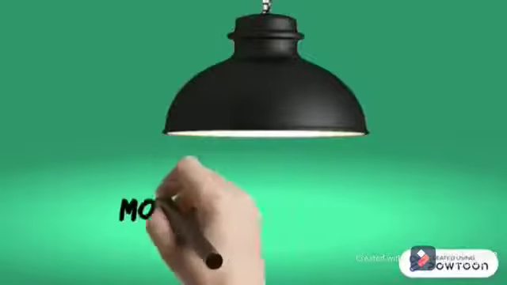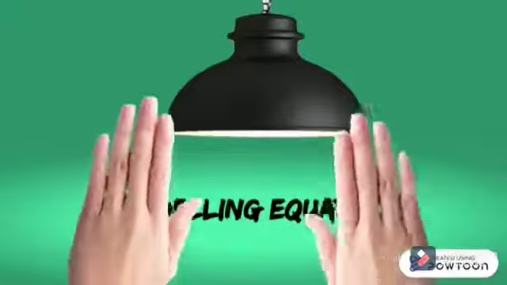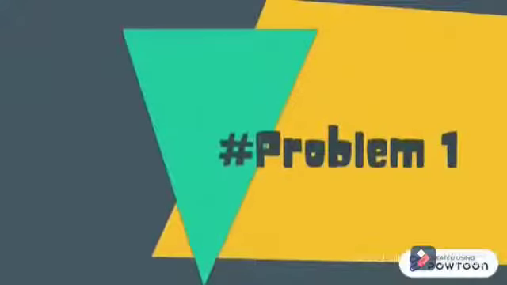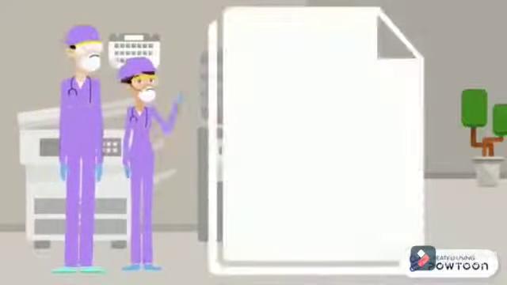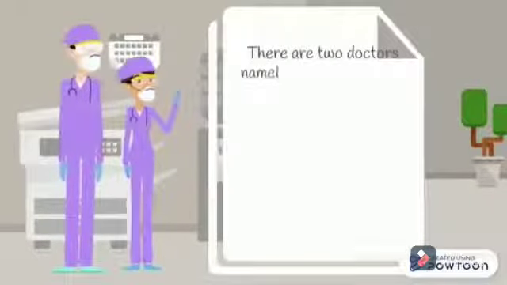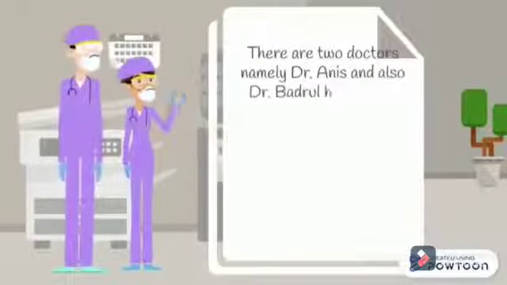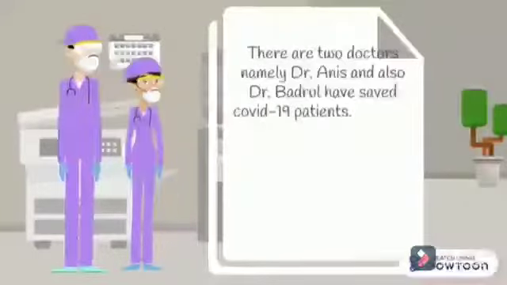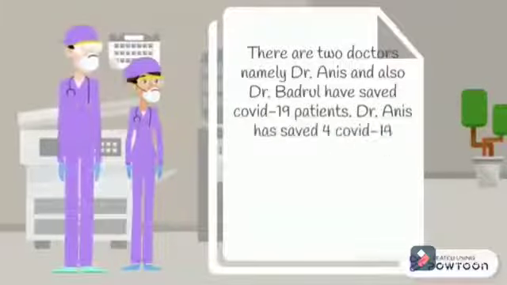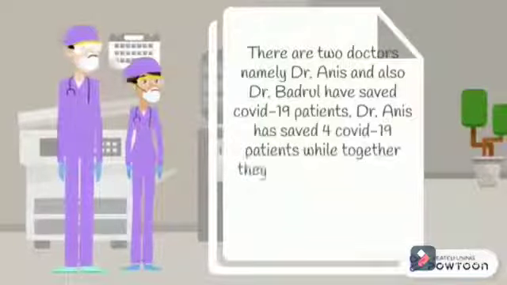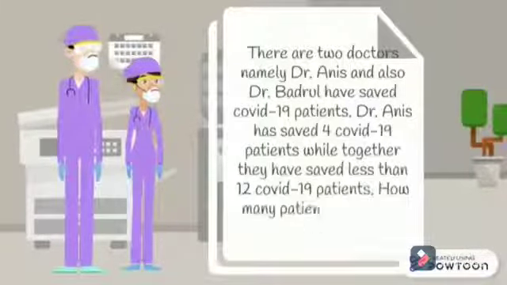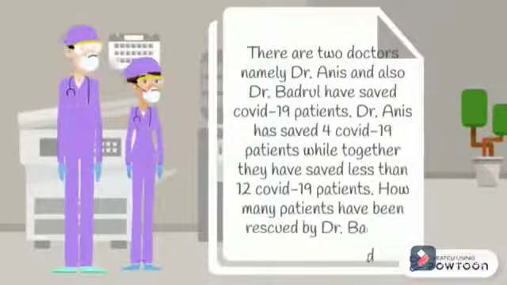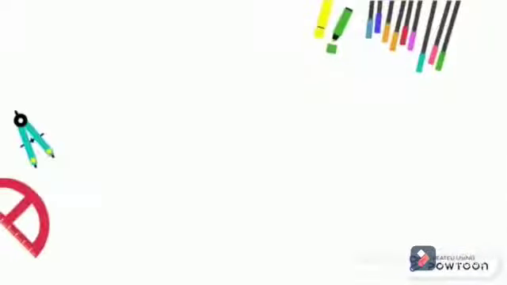For the next chapter, we will go on to modeling inequalities. Let's have a look. There are 2 doctors, Dr. Anis and Dr. Badrul. Dr. Anis has saved 4 patients, and the combination of the 2 doctors has saved less than 12 patients. So the problem is how many patients have been rescued by Dr. Badrul. Let's look at the answer.